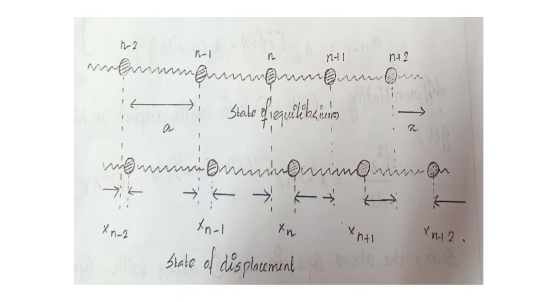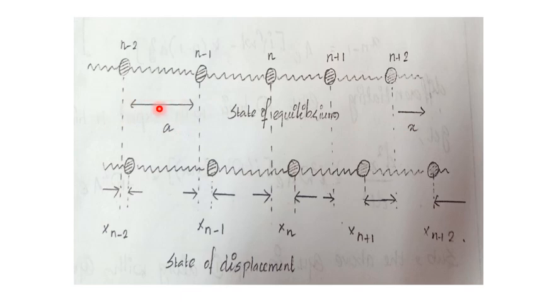When the atoms are in the equilibrium position, this is n, these are n plus 1, n plus 2 atoms, and these are n minus 1, n minus 2 atoms. So there is the atom, and n plus 1, n plus 2, n minus 1, n minus 2 are on either sides. Okay, right.